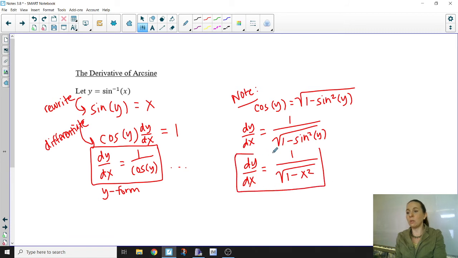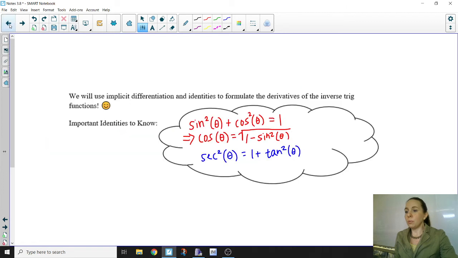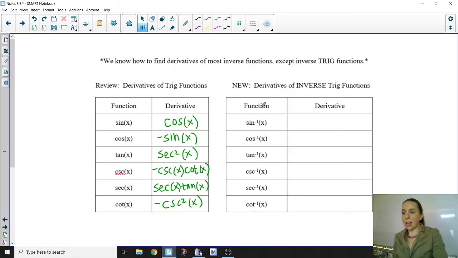And this is what we call the x form of the derivative of the inverse sine. That's what I call it. And it is the one that is used as we move through calculus. This one is not really used ever. So let's write that in here: 1 over root 1 minus x squared. That's the derivative of the inverse sine. 1 over root 1 minus x squared. Ta-da, there it is.